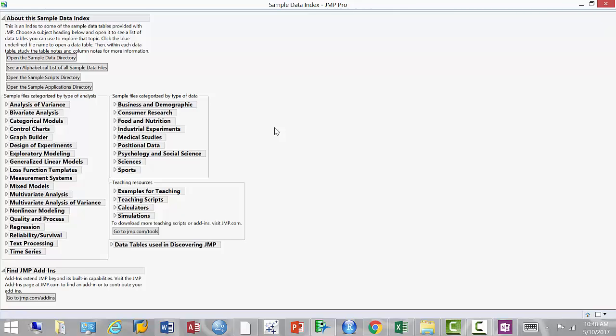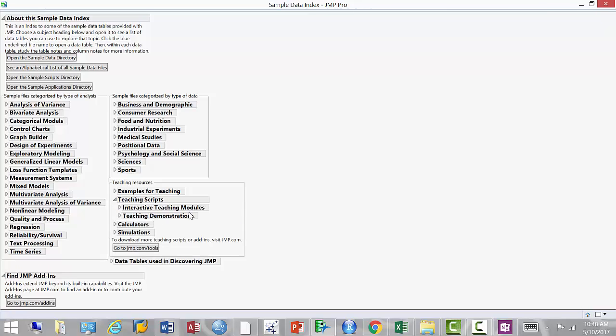So for example, tomorrow when we'll talk about the central limit theorem and sampling distribution, there is a really nice animation that's built into JMP that shows you basically how the sampling distribution is being formed when you're getting samples and averaging them out, etc., etc. So teaching script, you see that option under the teaching resources. There is a teaching script. Click on that, expand it, and interactive teaching modules.